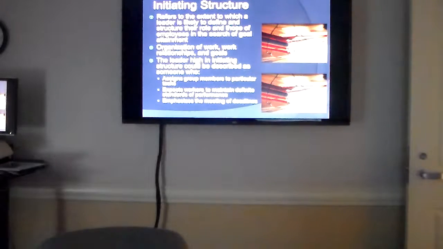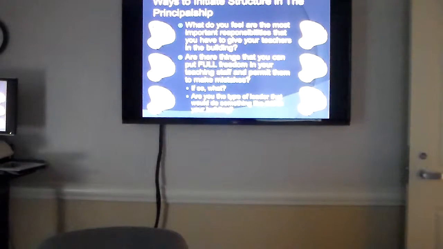Leaders who are high in initiating structure are good at assigning members to particular tasks. They expect workers to maintain certain standards, and they find deadlines important. I think deadlines are important. I'm a firm believer in structure, if you can't tell that already. I think it's important that you see different perspectives, and if something's due, I think it's important that you understand when it's due and why it's due.